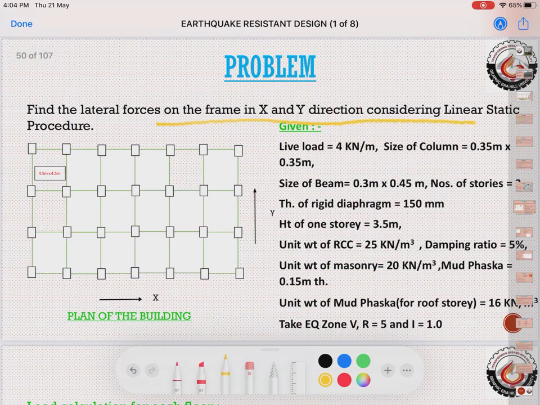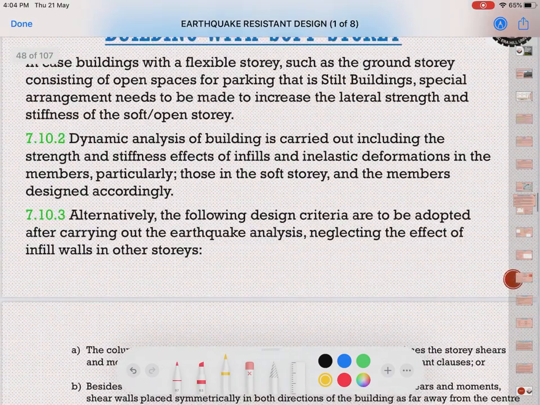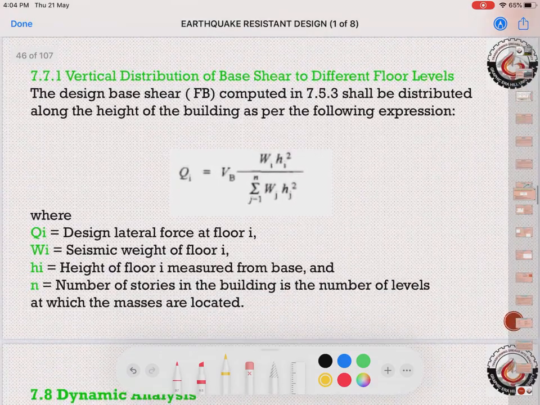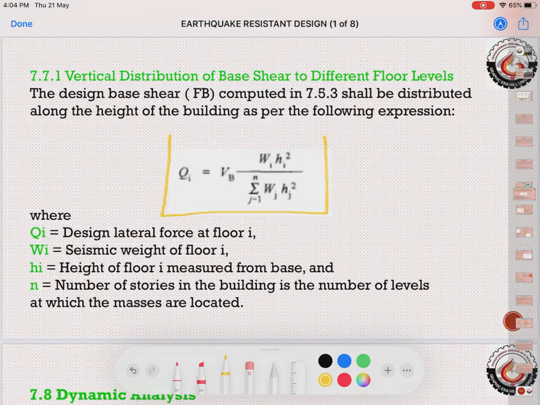So hello everyone, in this video we will see a design problem of calculating the lateral forces in x and y direction for the given building plan. This is the plan of the building given here. And we are considering the linear static procedure.